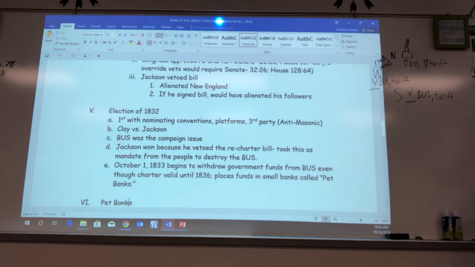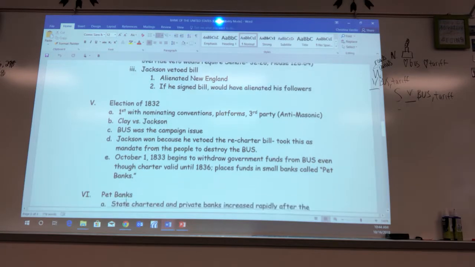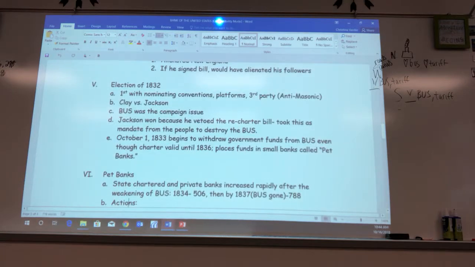Okay, so we're going to see this is Clay versus Jackson. Jackson has done what to the bank? He's destroyed it. And so the bank is the campaign issue. Jackson won because he vetoed the recharter, and he took this as a mandate from the people that he needed to kill the bank. Okay? And this is number 26 on your study guide.